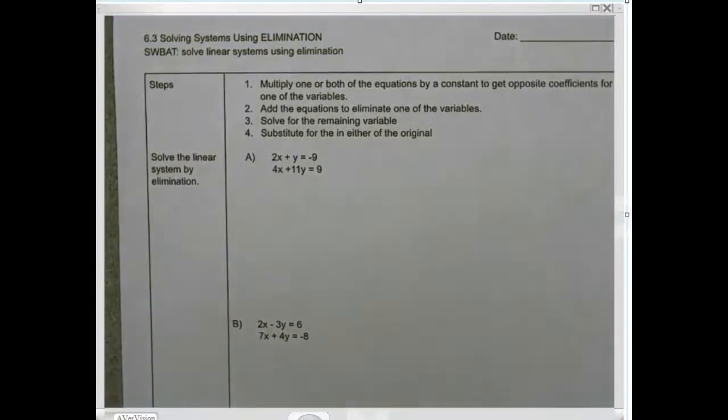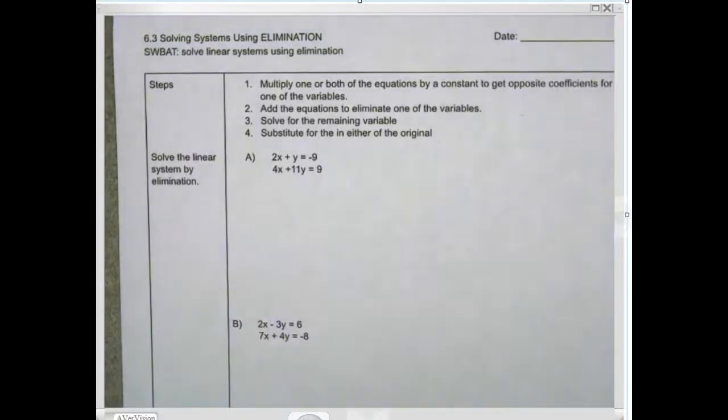This is our third and final method for solving systems. So, our goal is to be able to do this by the end of this lesson. Number one, I broke this down into steps again.